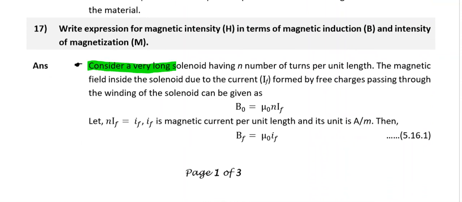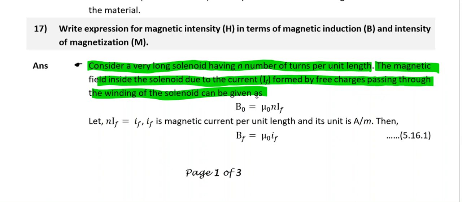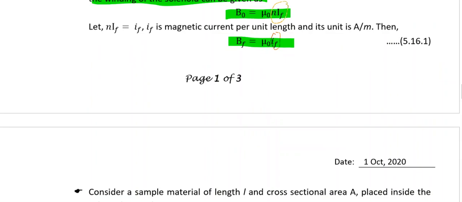Second question: write an expression for magnetic intensity in terms of magnetic induction and intensity of magnetization. Consider a very long solenoid having n turns per unit length. The magnetic field inside the solenoid due to current I_F, the current constituted by free charges in the winding of the solenoid, can be given as this. Again, n I_F is replaced with a small i_F, and this is the equation for the magnetic field of the current passing through the winding.